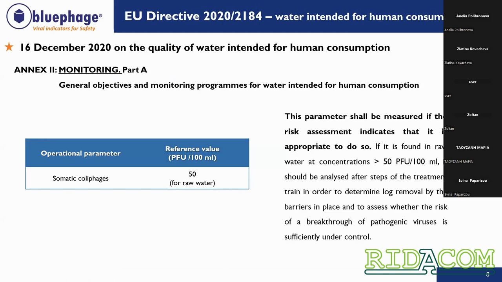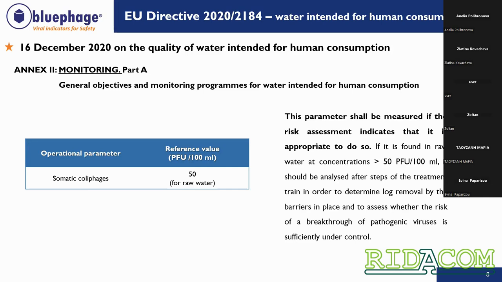Okay, so in December of 2020, the European directive for drinking water was approved, and what that directive says is that somatic coliphages must be analyzed as an operational parameter. So if we find coliphages in raw water with concentrations higher than 50 PFU per 100 milliliters, we should analyze the coliphages after the treatment to make sure that the coliphages are completely removed.